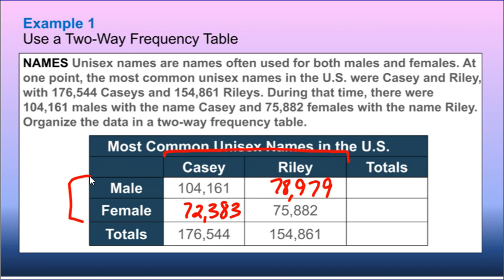And then if we add straight across, how many male names do we have here? So if I take 104,161 plus 78,979, I get a total of 183,140. And then for females with Casey and Riley names, we would have 72,383 plus 75,882. That would give us a total of 148,265.